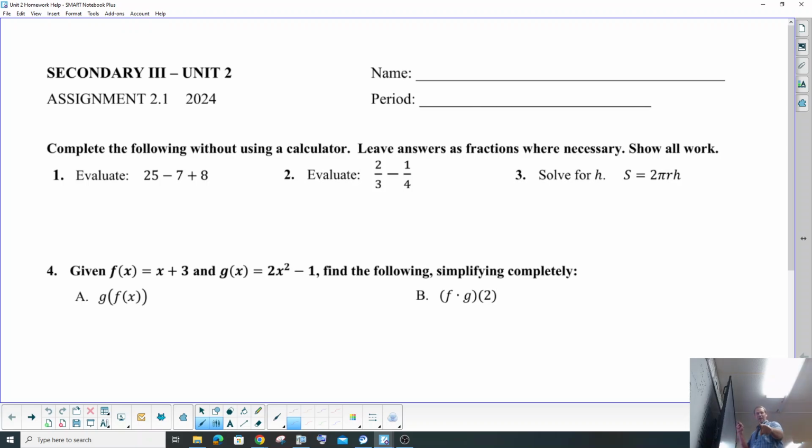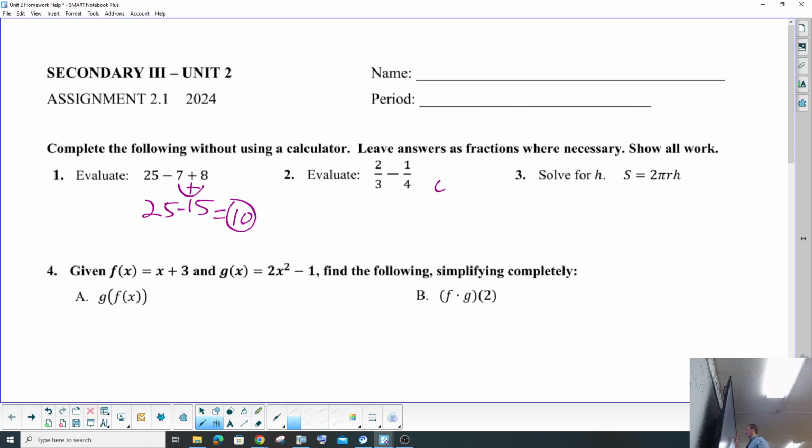So number 1, PEMDAS: parentheses, exponents, multiplication, division, addition, then subtraction. So 7 plus 8 is 15. And 25 minus 15 is... pause me. Good. Try this one on your own.